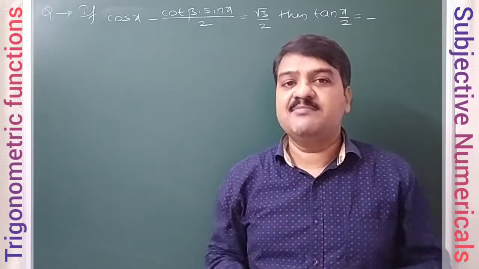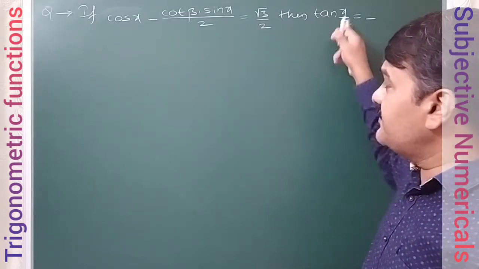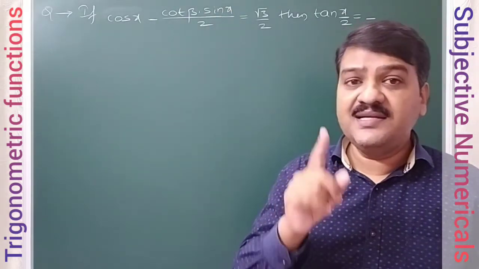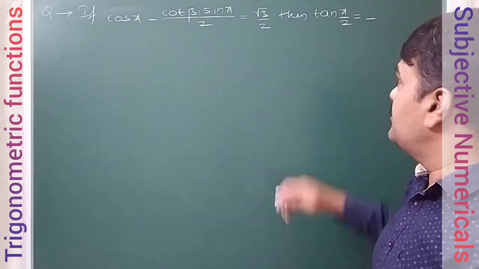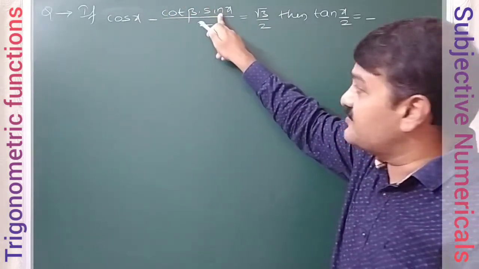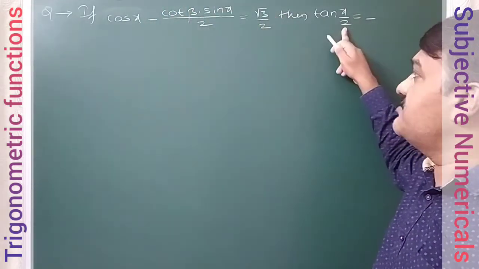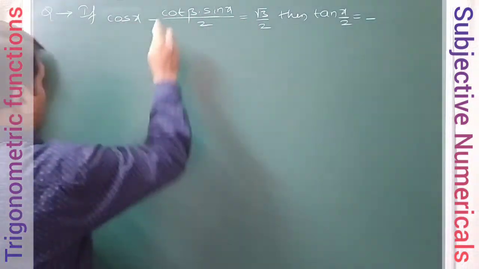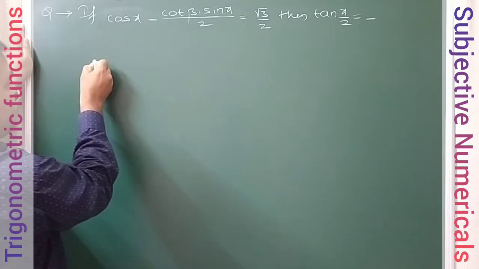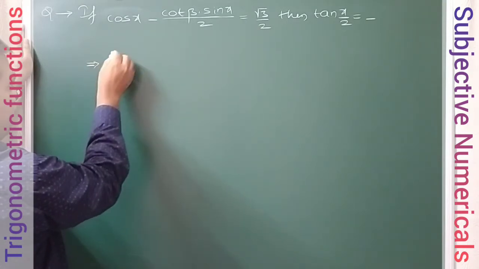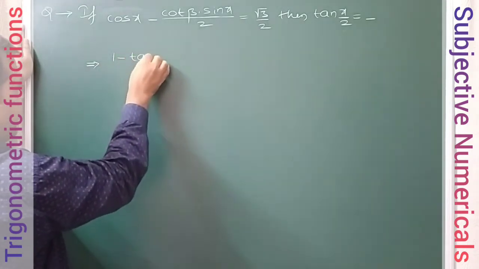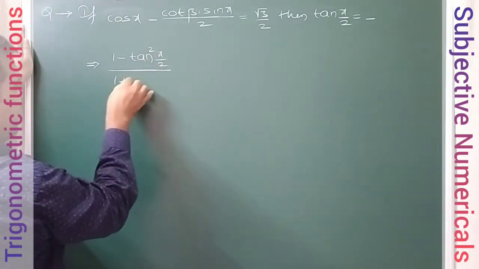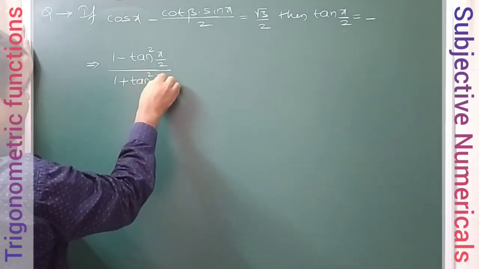Now since tan x by 2 is required, we will try to write cos x and sin x formulas in terms of tan x by 2, because tan x by 2 itself is required. So cos x formula in terms of tan x by 2 is 1 minus tan square x by 2 by 1 plus tan square x by 2.